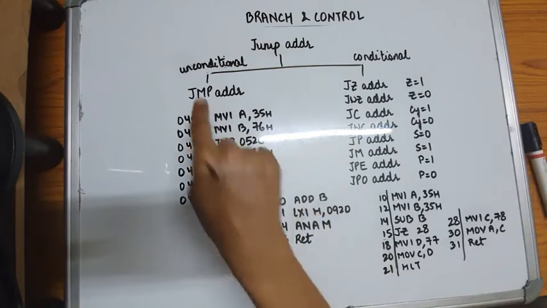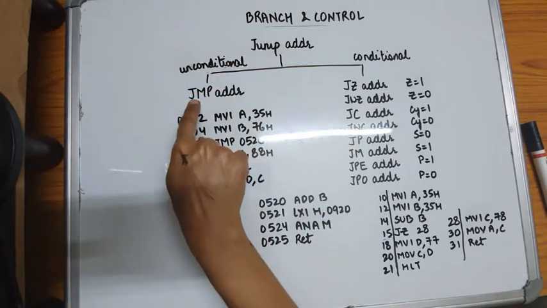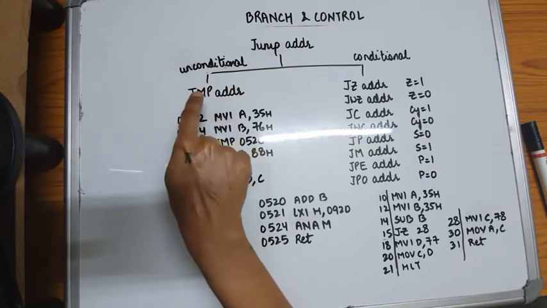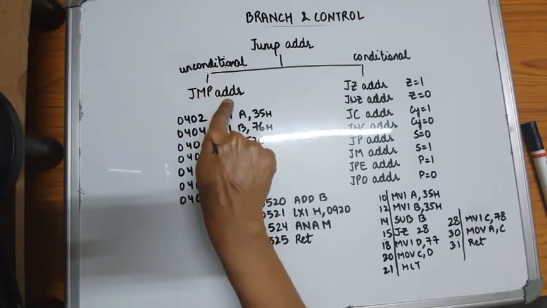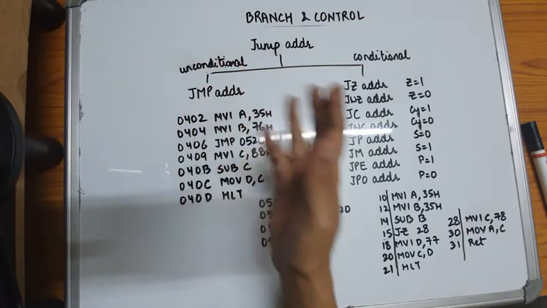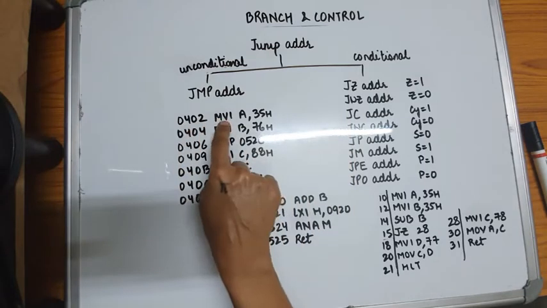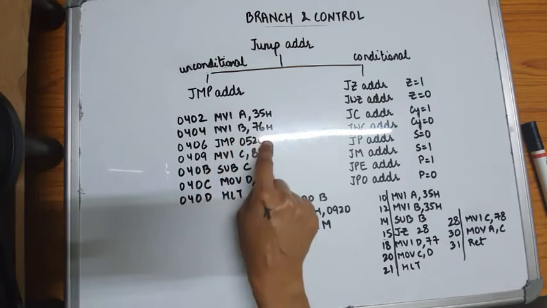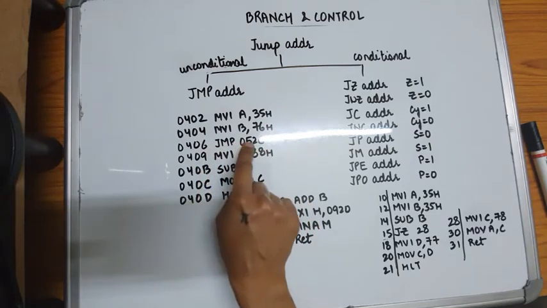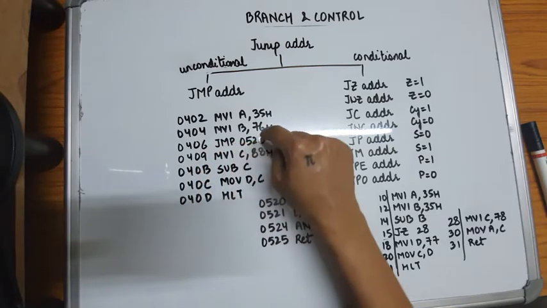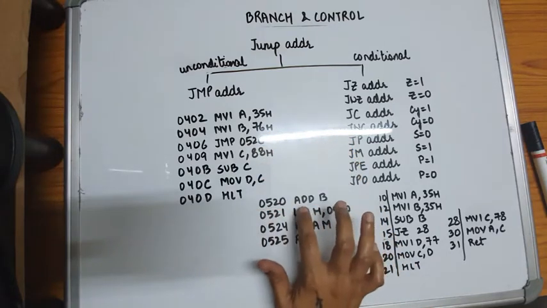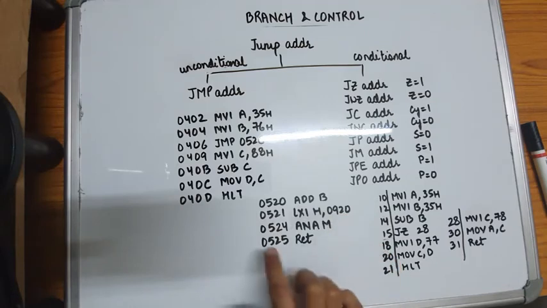Okay, now in unconditional jump address, whenever this instruction is encountered, the control is transferred to this address. Let us take an example. 0402, we have MVI A 35H, MVI B 76H, jump 0520. So when jump 0520 is encountered, the control is transferred to 0520 address. Now 0520 address has ADD B, 0521 LXI H, 0524 ANA M and return.